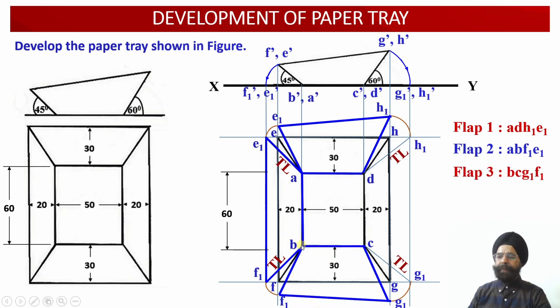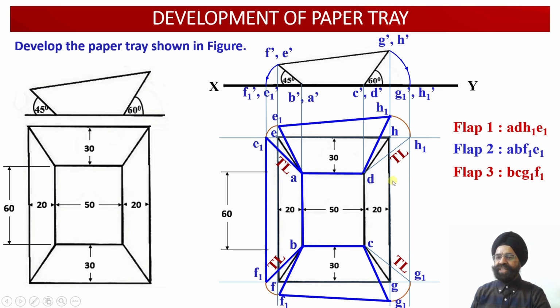Now the third surface, this is the third surface. So third surface happens to be B, C, G and F over here. So this was the apparent shape projections of the surface B, C, G, F in the top view projection. Now the true shape projections corresponding to this surface will be B, C, G1 and F1 over here. So the true shape of the third flap or the third inclined surface of this paper tray has been obtained over here as B, C, G1, F1 over here.